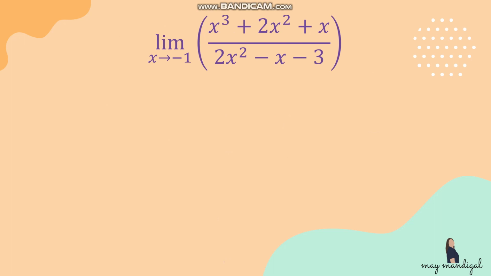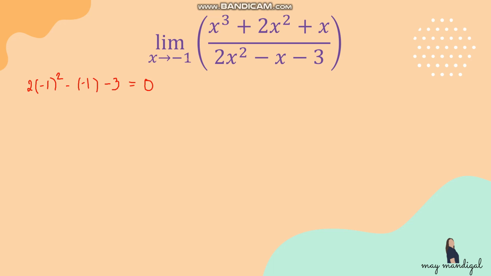So we have to identify the limit of the given rational function as x approaches negative 1. So let's check if c is part of the domain. By substituting, 2 times negative 1 squared minus negative 1 minus 3. Now if you look at this, it will be 1 times 2 is 2. 2 plus 1 is 3, minus 3, 0.